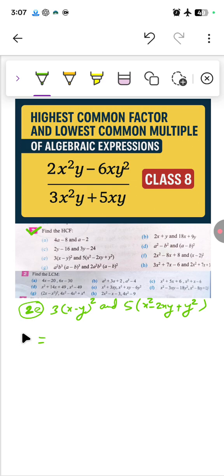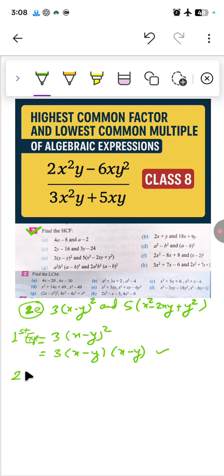Now let us write the first expression. First expression, we have 3 multiplied by x minus y whole square. 3 is itself a prime number. There is no other factor of 3. Only 1 can be the factor of 3. X minus y whole square can be written like x minus y into x minus y. Don't use that expanded formula over here. We need to write the product form only. So the first expression is solved.